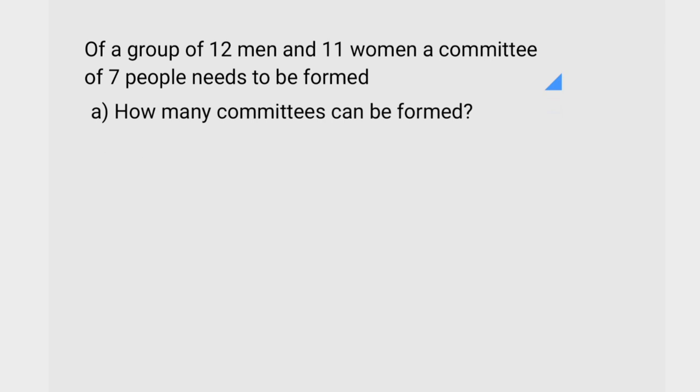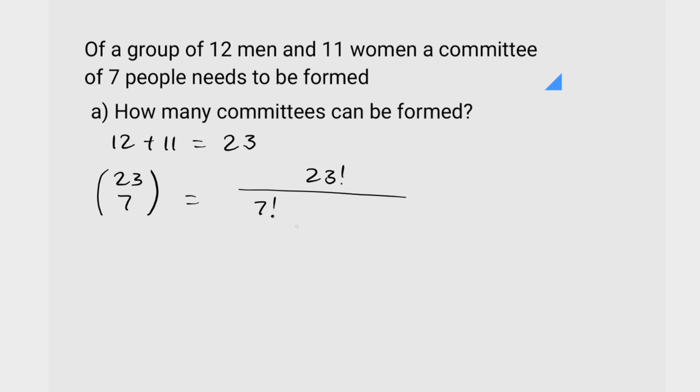So 7 people need to be chosen from a group of, firstly, let's calculate the total number of people. 12 men, 11 women, that's 23 people. 23 choose 7. That's just going to be 23 factorial over 7 factorial times 23 minus 7 factorial. So you go to 23 factorial over 7 factorial times 16 factorial.